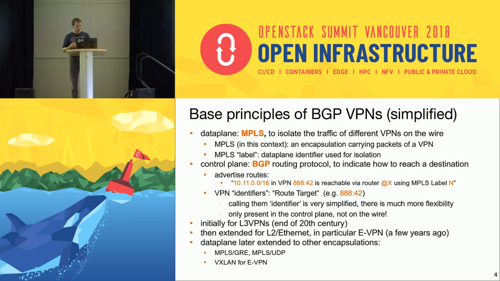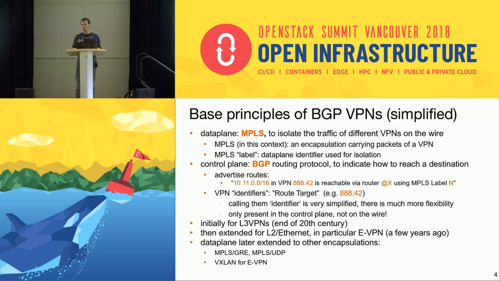The VPN identifiers, we call them route targets. They are structured identifiers with an internet AS number and a numerical ID following it. You have also other ways to format route targets. So it's a simplification to call them identifiers because, in fact, you can do much more. You can have complex topologies that you build mixing different import and export route targets, but we won't get into this today. You can accept the simplification that it's a VPN identifier.